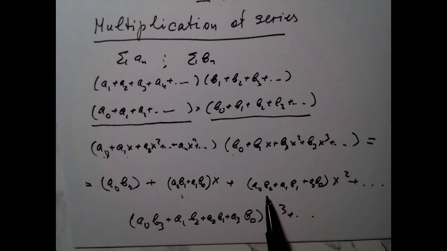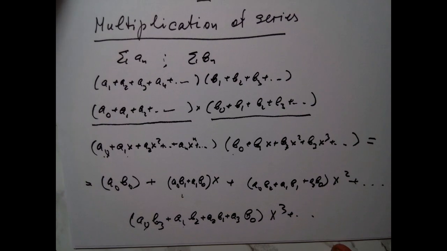It will be a0 b2, a1 b1, and a2 b0. So 1 plus 1 is equal to 2, 0 plus 2 is equal to 2, and 2 plus 0 is equal to 2. Finally, in here, I will have a0 b3. So 0 plus 3 is 3, 1 plus 2 is 3, 2 plus 1 is 3, and 3 plus 0 is 3. And there is no other way of doing it.